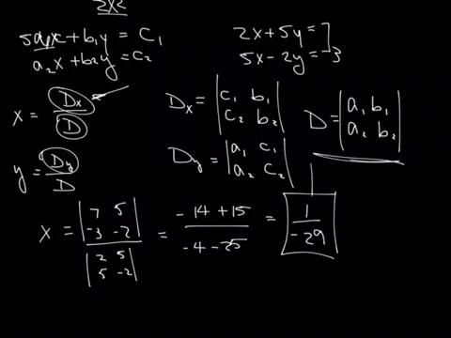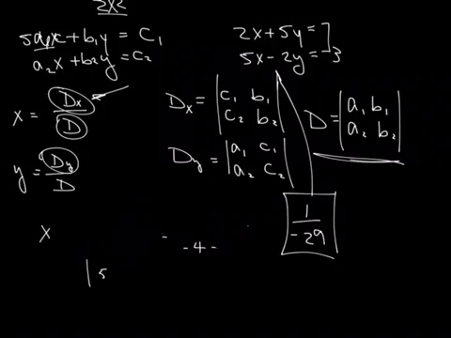Meaning, when I plug negative 1 over 29 in for x, it works. That's the answer for x. That's how easy it is to find x. All right, let's find y. I can't erase all this. All right, so that's my x value, and let's make that equal to x.